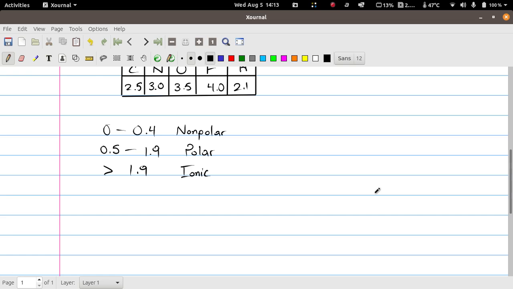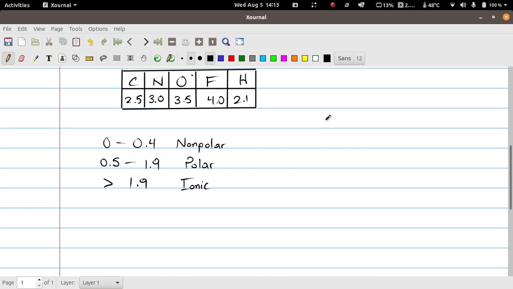All right, so I'm going to do two examples using these values up here. So we have N and H, and we will use C and H. So to do this, we do 3.0 minus 2.1. This comes out to 0.9. And then C and H, you'll have 2.5 minus 2.1. This will be 0.4. So a CH bond is nonpolar.